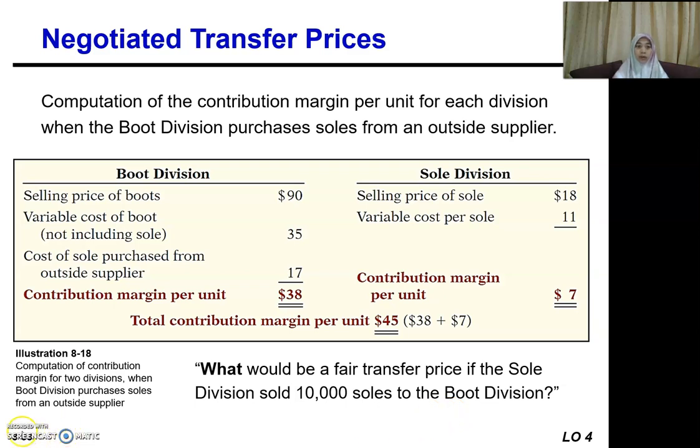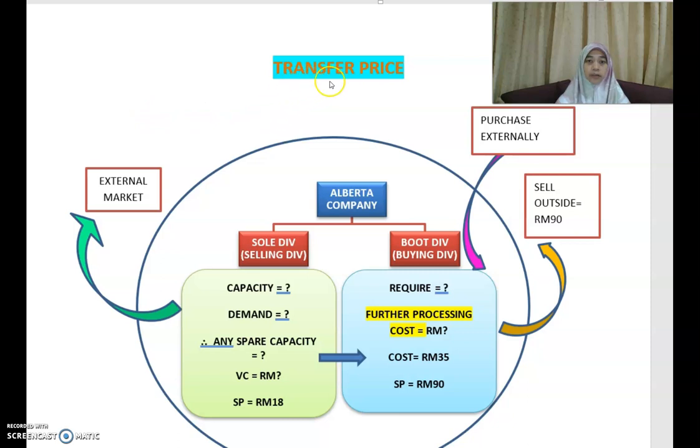To make you understand this better, what is a transfer price? A transfer price is the price used to record the transfer between two divisions. These two divisions are in the same company, in this case Alberta Company: the sole division and the boot division. The sole division is the selling division and the boot division is the buying division. The sole division makes soles, and they can also sell them to the external market.